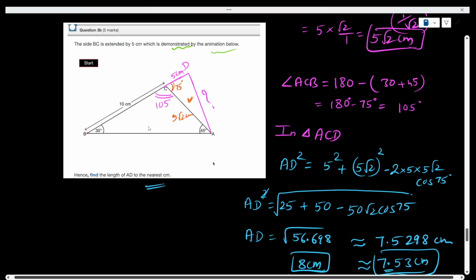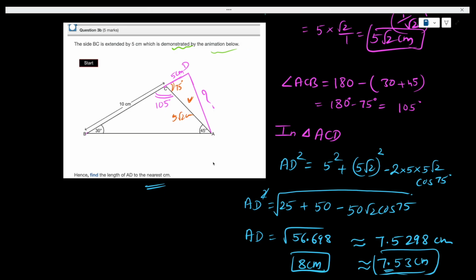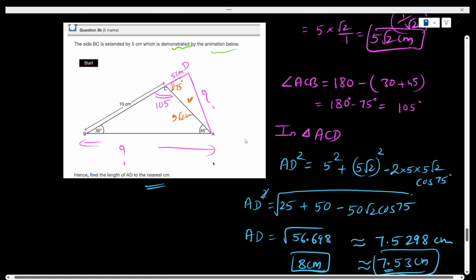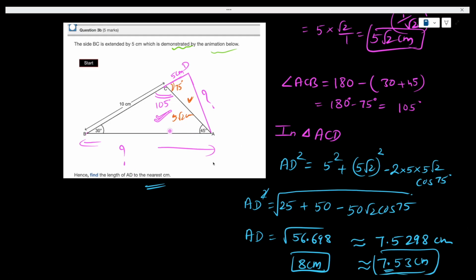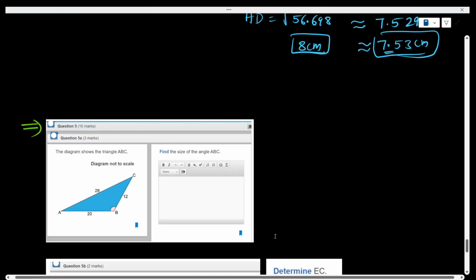Is there any other way we can find the AD length? For that we need to do one extra step. If I take the big triangle, I can find out this length using the sine rule, because 105 is known, and then I can use the cosine rule for this big triangle also. It will be AB square plus BD square, with cos 30, and the opposite side will be AD. So in both cases you first use the sine rule and then the cosine rule. Let us go for the next question.